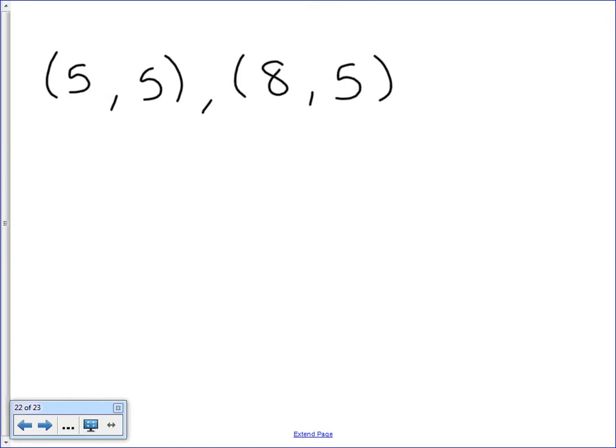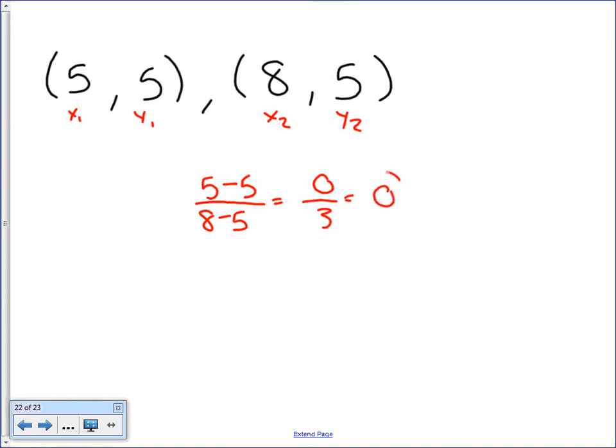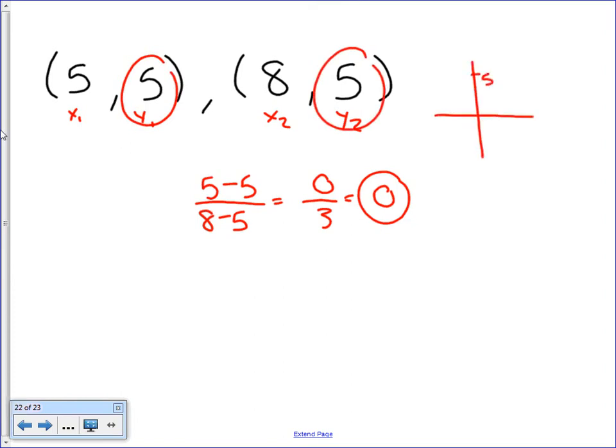This one here, x1, y1, x2, y2. One of the points, y2 minus y1, so 5 minus 5 over x2 minus x1, 8 minus 5. So on the top, 5 minus 5 will give me a 0, and the bottom I have 3. 0 divided by 3 is still just 0, so that has a slope of 0. So you notice how they have the same y value, so when you graph it, both of the points will lie on the y equals 5 line, so that gives me that horizontal line that we discussed earlier.